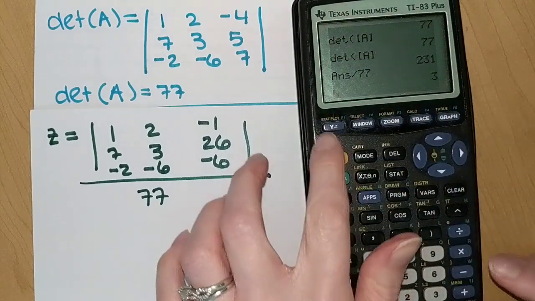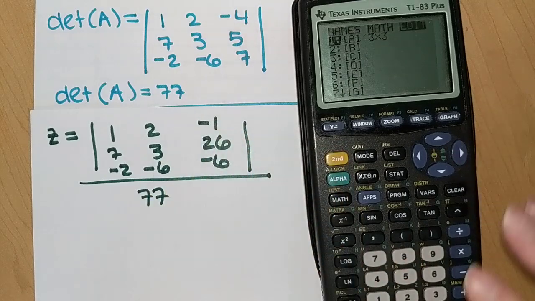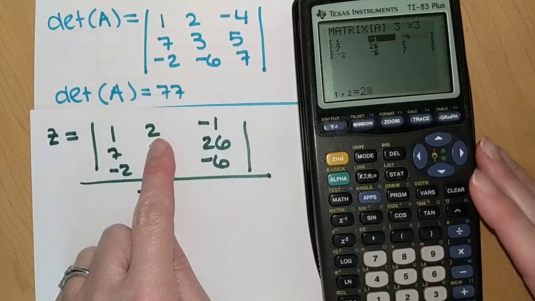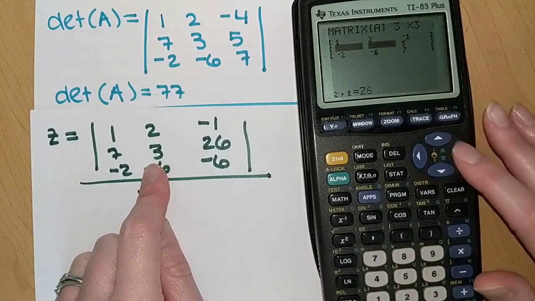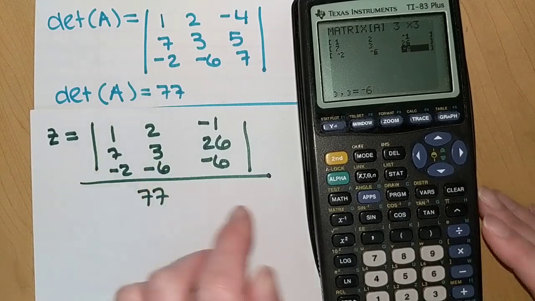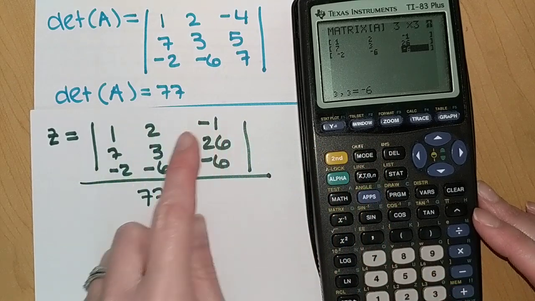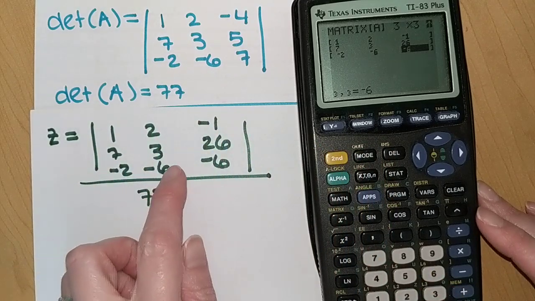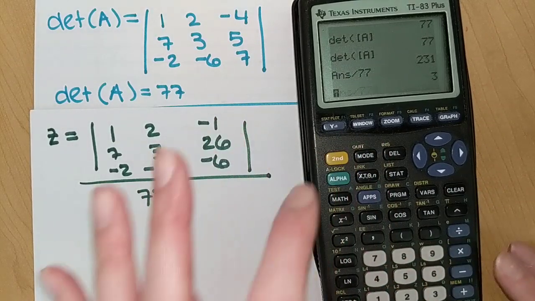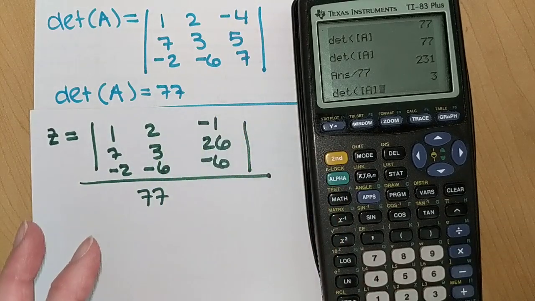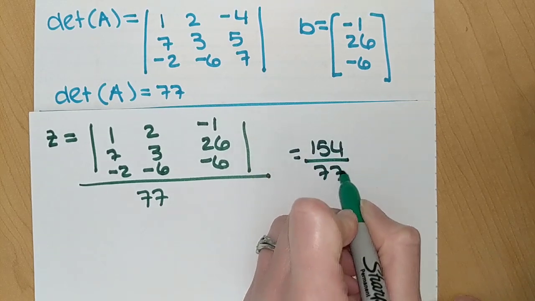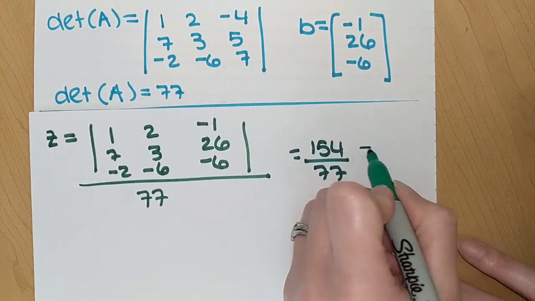So again, you'll go to your second matrix and edit that. And then again, column 1 has not changed, so it's really just columns 2 and 3 you have to worry about. And then 3, 26, -6, -6. And let's just make sure: 1, 2, -1, 7, 3, 26, -2, -6, -6. And then second quit, and then go back to your matrix determinant A, and that gives you 154. And then you'll take your 154 divided by the 77 and get 2.